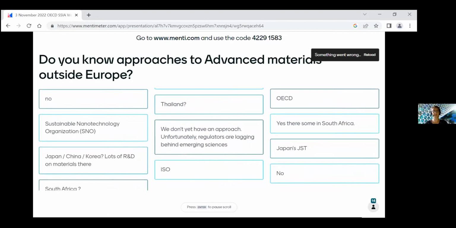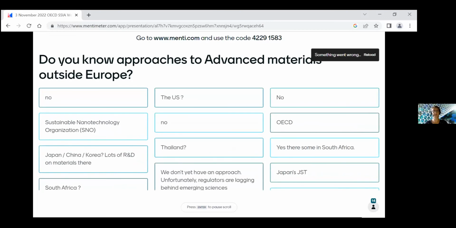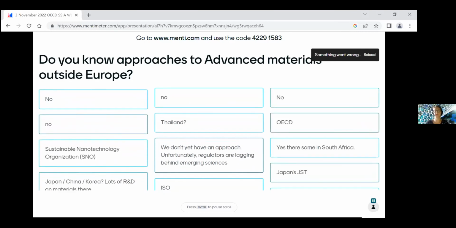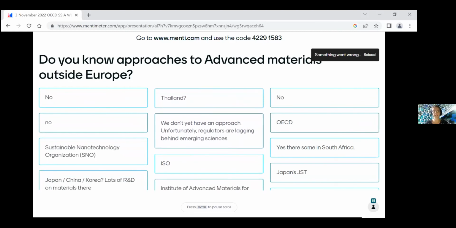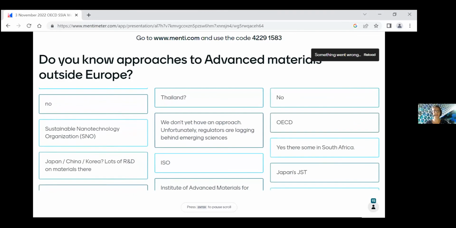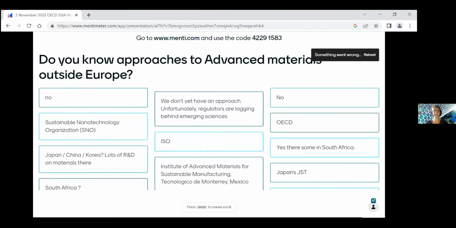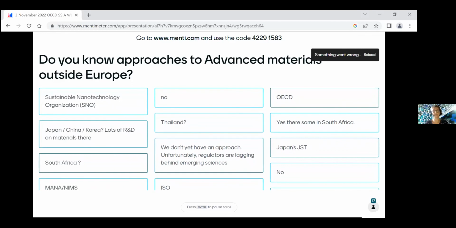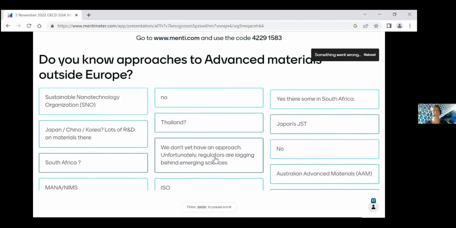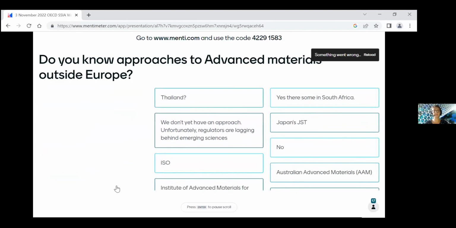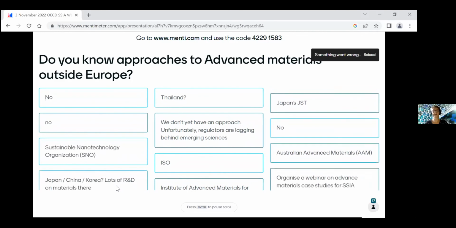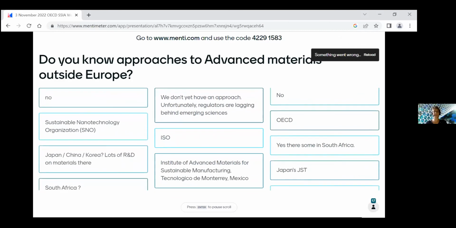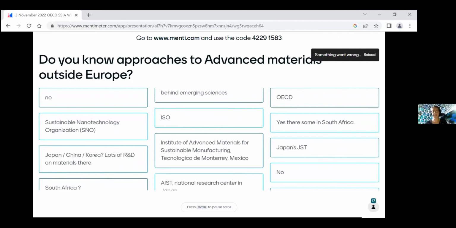We wait a couple of minutes. There seems also to be some in South Africa, so we have to approach our colleagues from South Africa. Maybe they know the approach or initiative. And there was one further, I think it was Mexico. I don't see it now. It's vanished from this slide. But I think we have it in the record and can look at it. There's the Institute of Advanced Material for Sustainable Manufacturing in Mexico. Yeah, great, thank you.